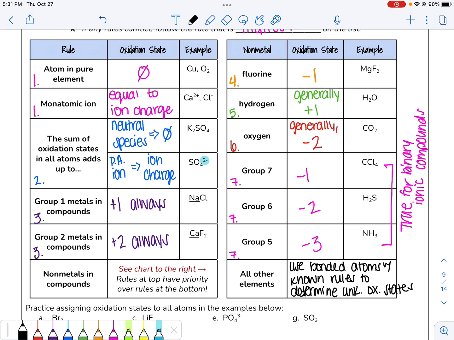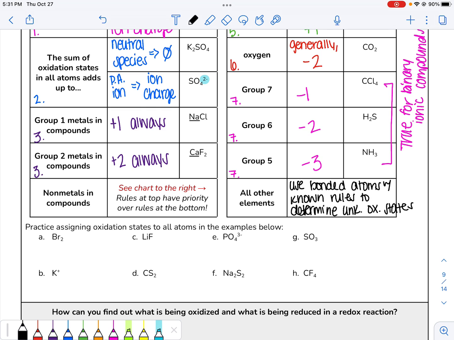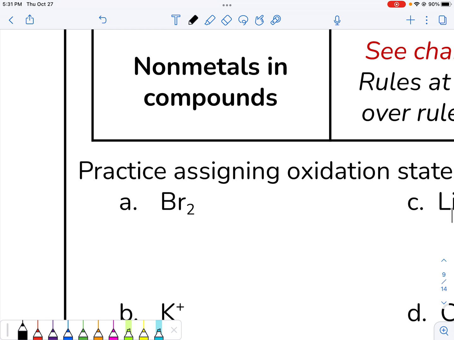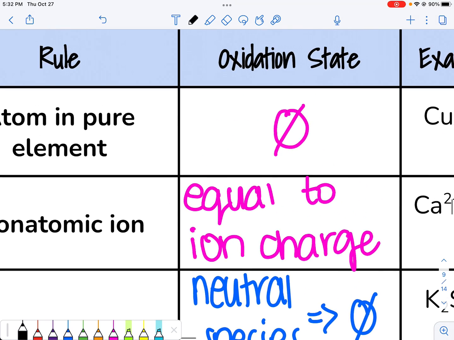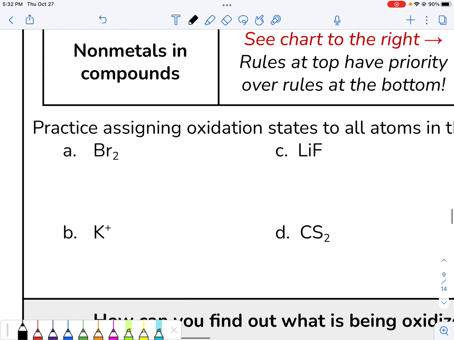Okay, so this seems very difficult to put into practice just based on the rules, so we've got to do some examples. We're going to practice by assigning oxidation states to all the atoms in the example below. I'm going to do a couple of them with you, and then I'm going to leave you to try a few on your own and check the answer key that'll be posted in our Canvas course. So to start us off, we're going to take a look at Br2. So this is elemental bromine. According to rule number 1, atoms in a pure element will have an oxidation state of 0. So that means that our bromine atoms here have oxidation states of 0.